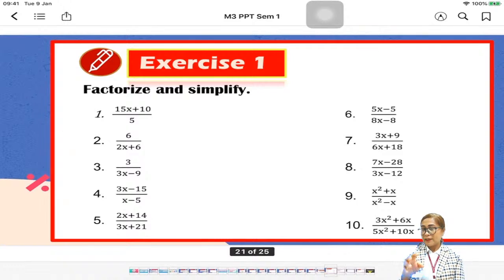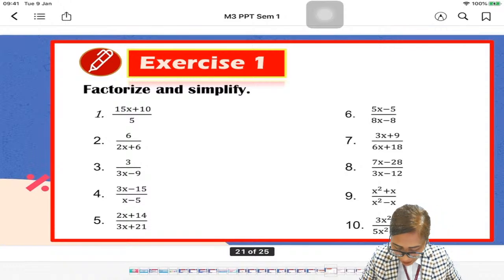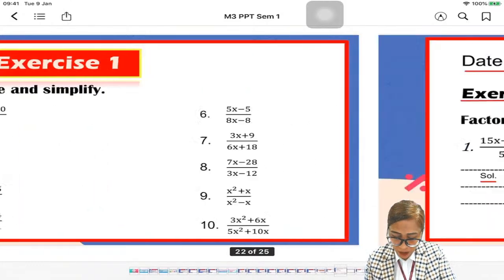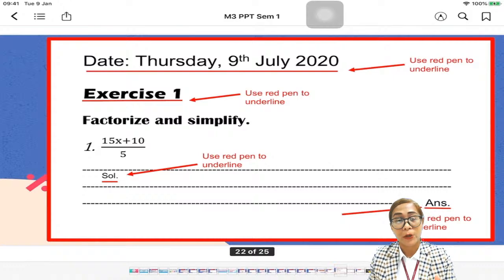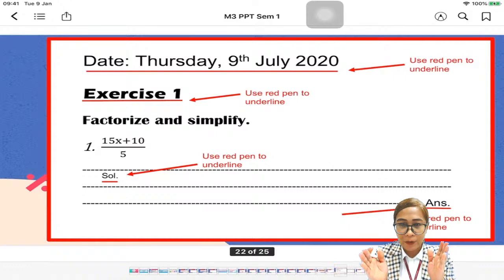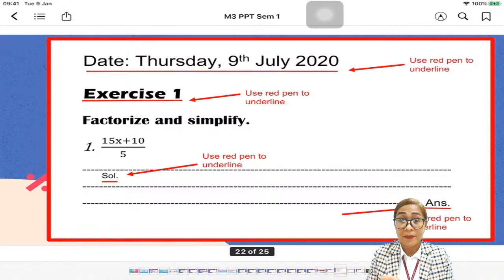Okay, I'll count until 10 and we're done with this. 1, 2, 3, 4, 5, 6, 7, 8, 9, and 10. Okay, next is how do you do it? So please follow the format on how to do your homework. How many marks is this? 10 marks. Submit to me on Monday.